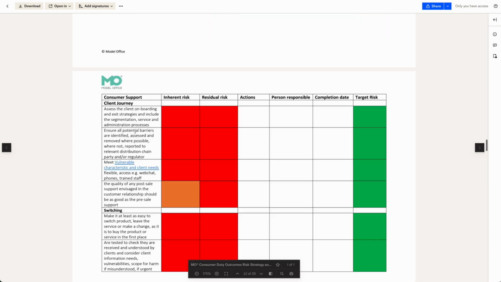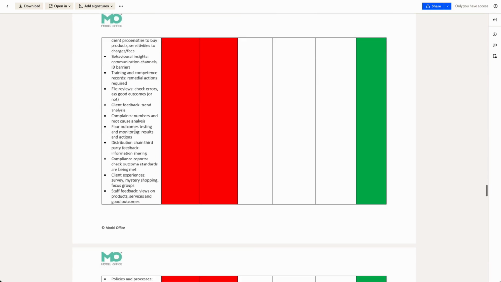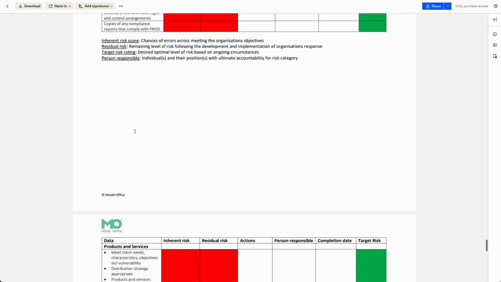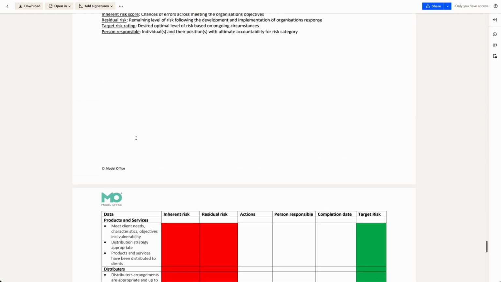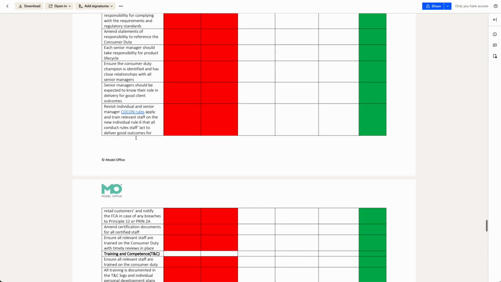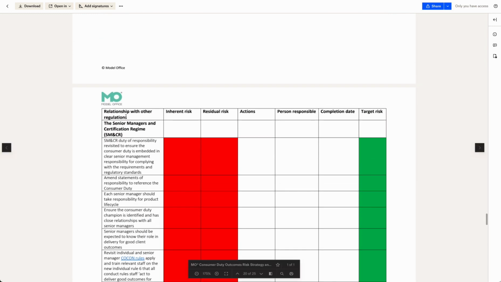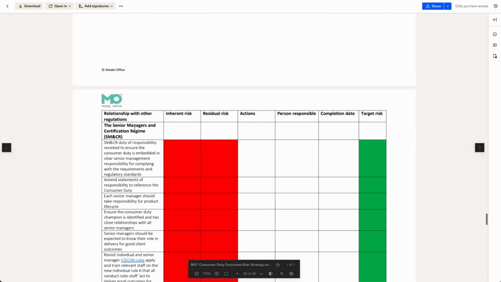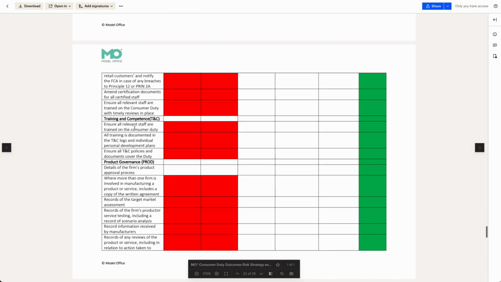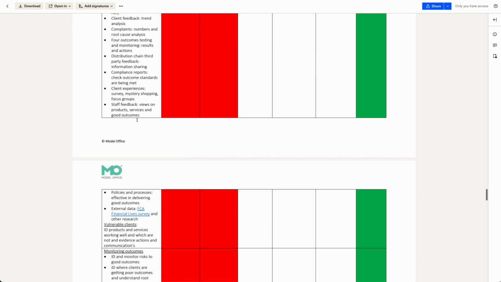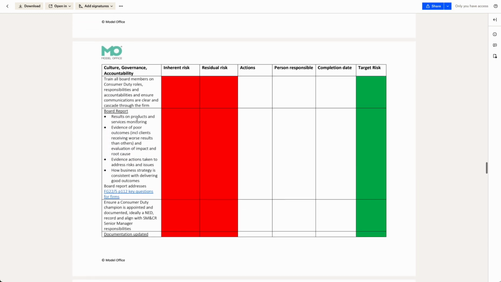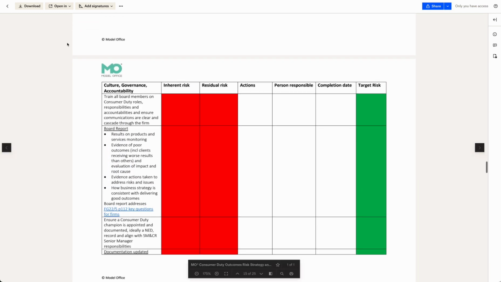And not only do you have the 4 outcomes in here, but you've also got key issues around data and MI, what data and MI you need to be identifying, assessing, improving and reporting on. You've also got the relationship with other regulations: SM&CR, collective investment schemes, product governance, adviser training and competence regulations. And you've also got the key issues surrounding culture, governance and accountability.